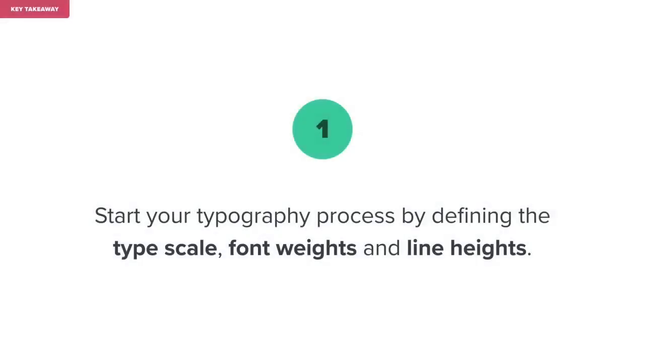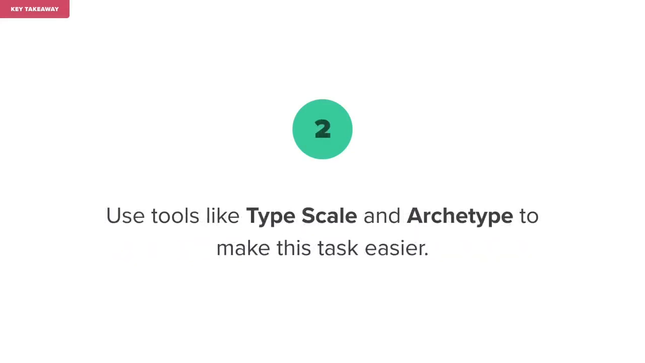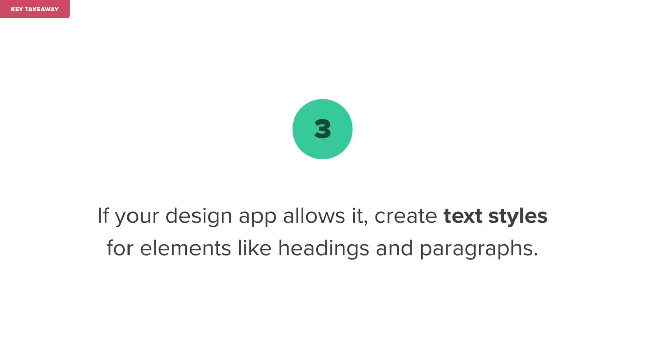Okay, so with the typography taken care of, let's see about some key takeaways. Start your typography process by defining the type scale, font weights, and line heights. Use tools like Typescale and Archetype to make this task easier. If your design app allows it, create text styles for elements like headings and paragraphs.